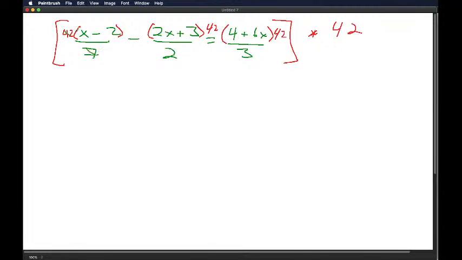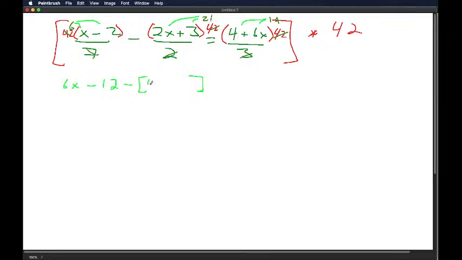42 divided by 7 is 6. 42 divided by 2 is 21. 42 divided by 3 is 14, I believe. And now I'm going to foil this all in. Oof, it's terrible, isn't it? So 6x minus 12, subtract, open bracket. I'm going to keep big square brackets so we don't make this mistake.